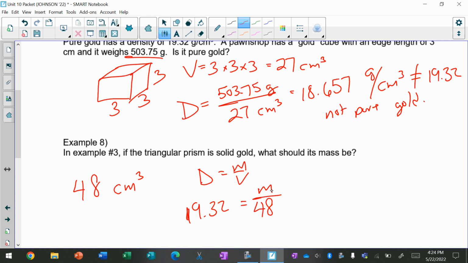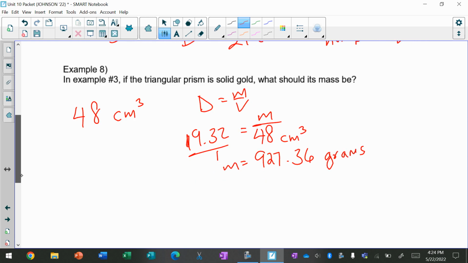So if it has a volume of 48 cubic centimeters and its density has to be 19.32, well, you put this over 1, you cross multiply, and 48 times 19.32. So its mass would have to be 927.36 grams. So if it had that mass, then yes, it would be pure gold.